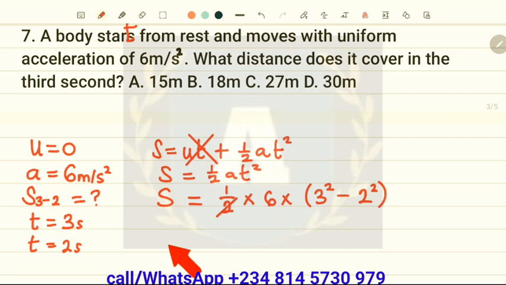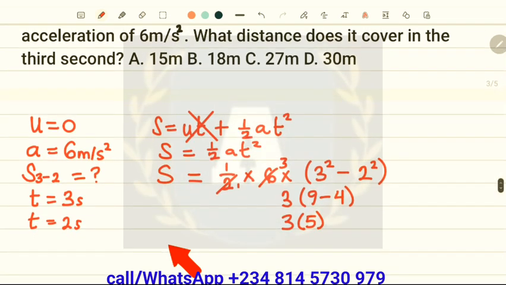So 2 here gives us 1 and 2 here is 3. So we are left with 3 into the bracket of 9 minus 4. Okay, so 9 minus 4, that is 5. So 3 multiplied by 5. So the distance covered in the 3 seconds will be 15 meters.